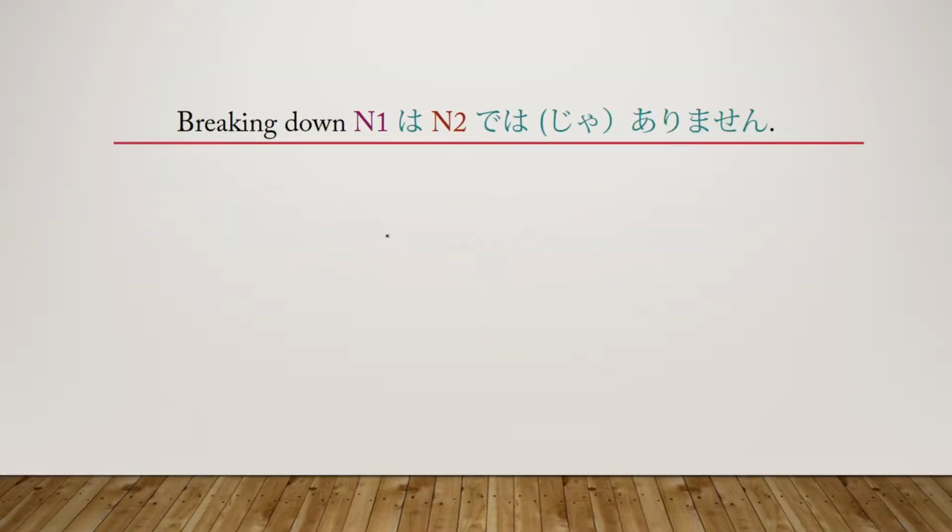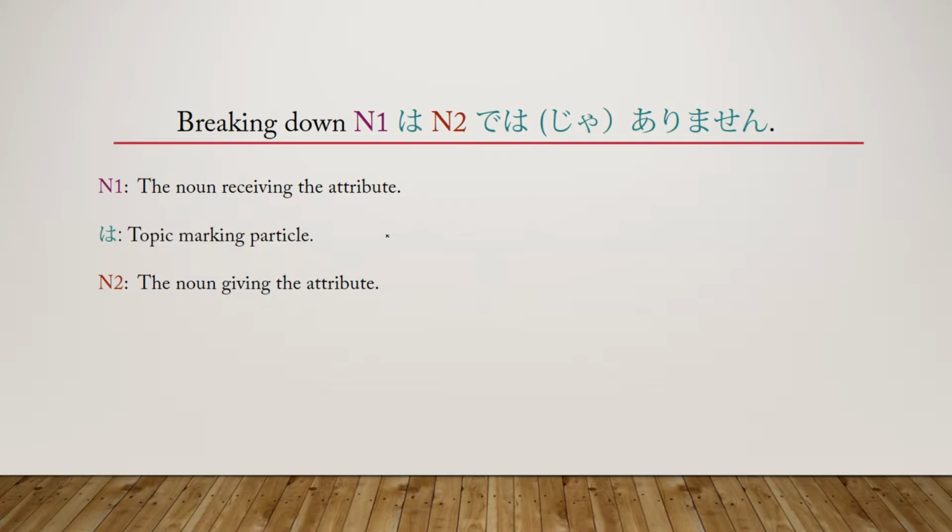Okay, let's go ahead and break this structure down. Noun 1 and noun 2 are exactly like they were in the first lesson. I'm not going to spend too much time going over this. Just quickly, noun 1 is what's receiving it. Noun 2 is what's giving the attribute. If you don't know what I'm talking about here, go ahead and check out the first video on the first part of this lesson for Minna No Nihongo. Wa is the same thing. It's still the topic marking particle, and it's the same as how I described it in the very first video. So yet again, check that out if you need to.